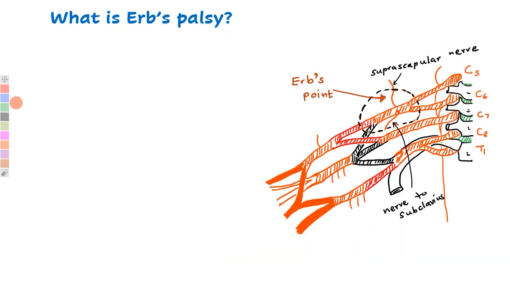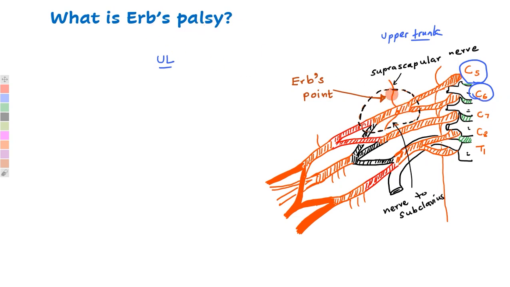What is Erb's palsy? Erb's palsy is palsy or paralysis of upper limb muscles due to damage of the brachial plexus at the upper trunk. This is the upper trunk. You can see the C5 to T1 nerve roots of the brachial plexus. Upper trunk is formed by C5 and C6 nerve roots of the brachial plexus. They are the ventral primary rami of the C5 and C6 spinal nerves.